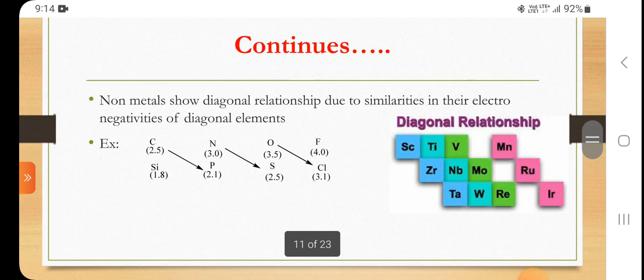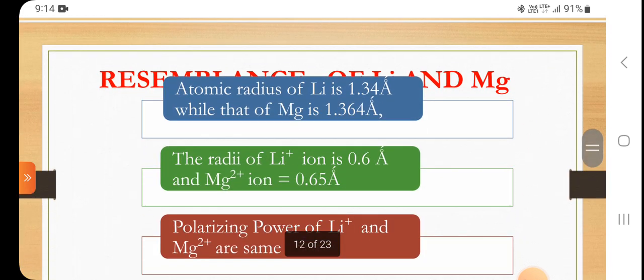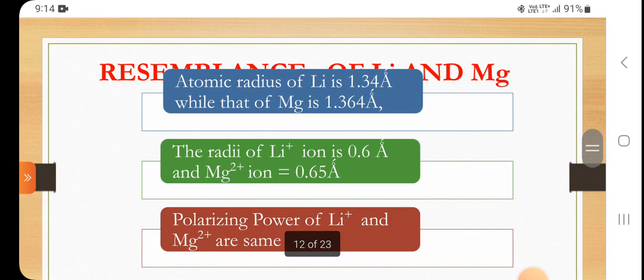The non-metals show diagonalism due to the similarity in their electronegativities. For example, carbon and phosphorus have nearly the same electronegativity value. Nitrogen and sulfur also have the same, and oxygen and chlorine also have nearly the same electronegativity values. Now we are going to know about the diagonal relationship of lithium and magnesium.